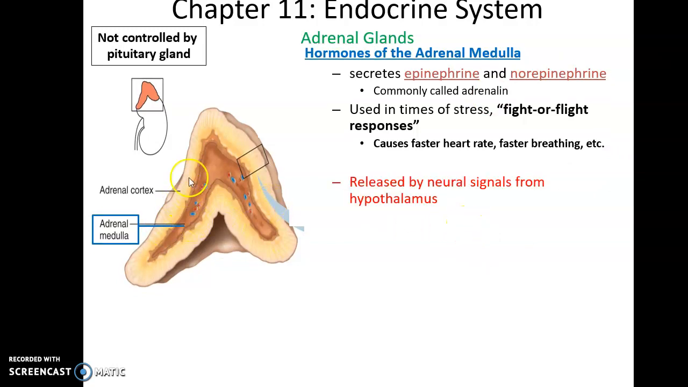And these hormones, epinephrine and norepinephrine, are released via neural signals. So neurons stretching from the hypothalamus will cause the release of epinephrine and norepinephrine.